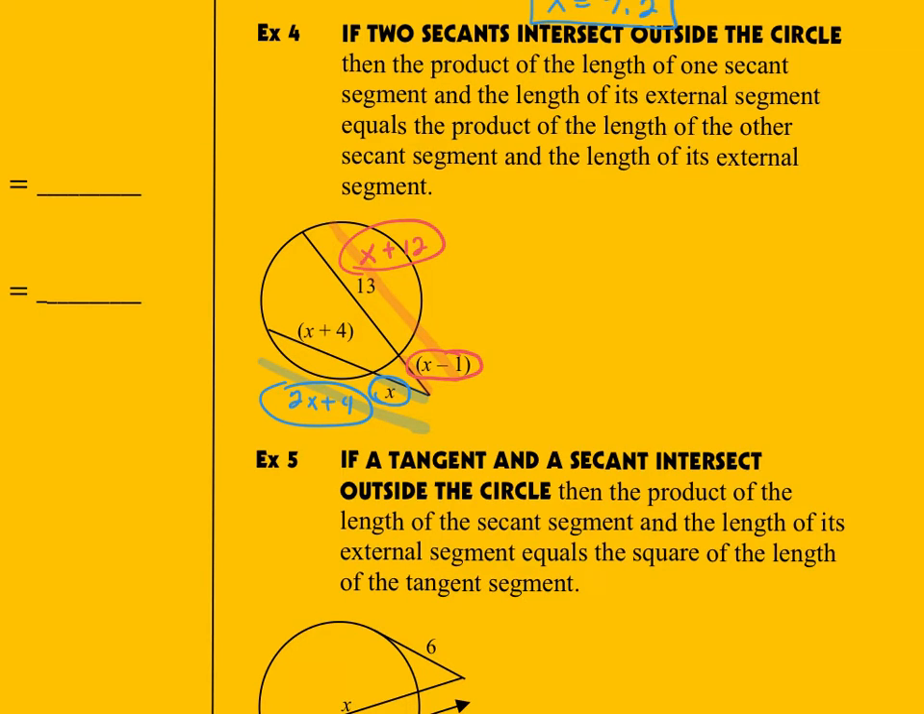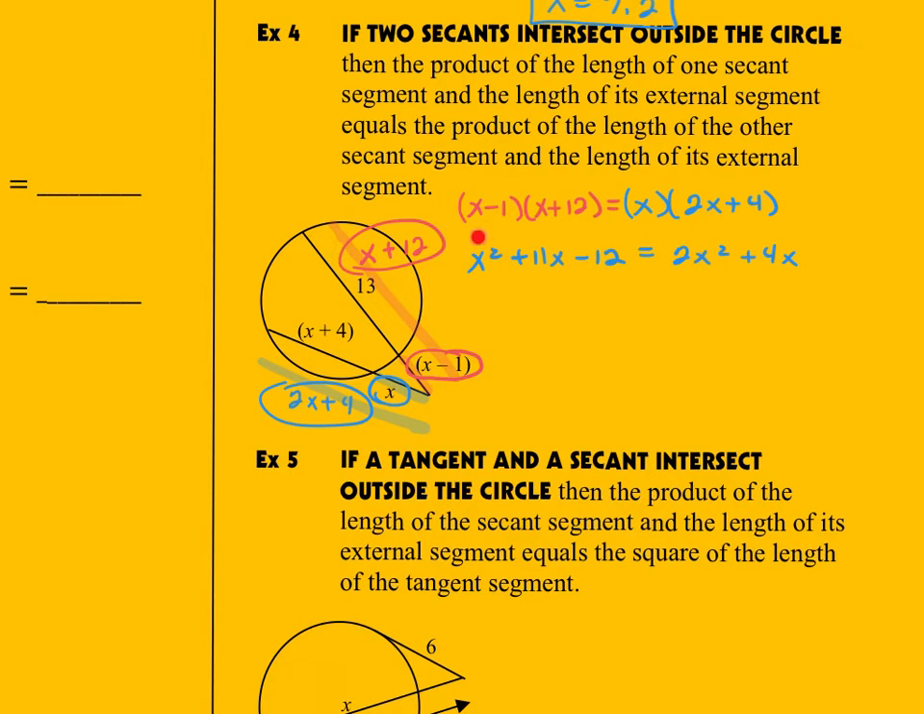So the product of the outside piece times the whole piece is going to be equal to the product of the other outside piece times the other whole piece. And now we're going to start expanding again. On the left, we're going to FOIL: x squared plus 11x minus 12. Then on the right side, we're going to have 2x squared plus 4x.